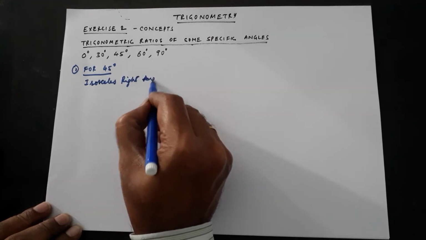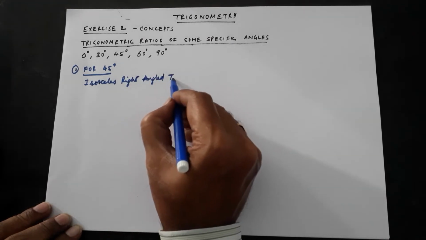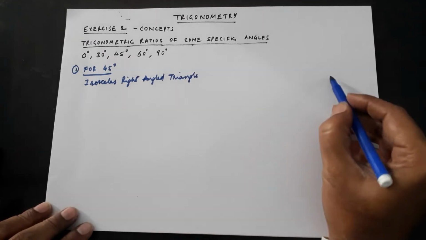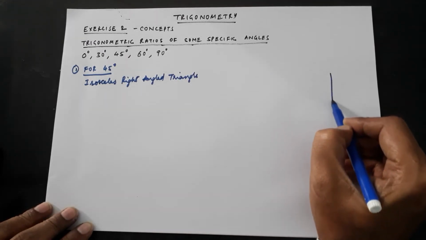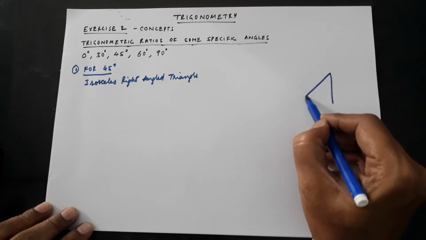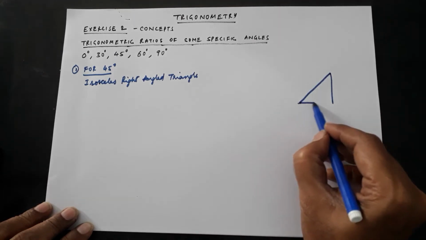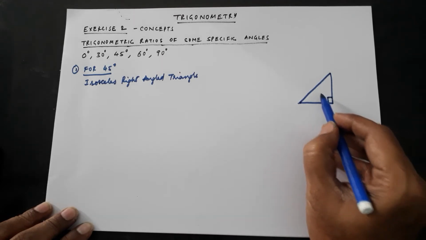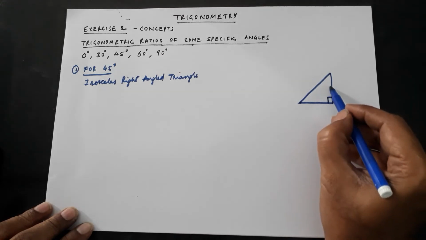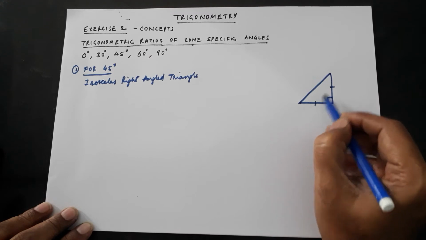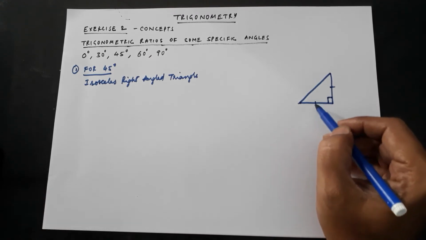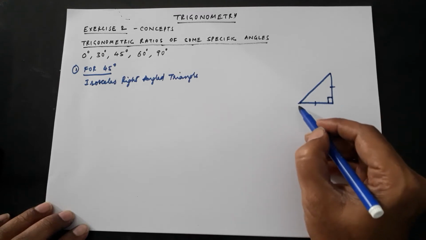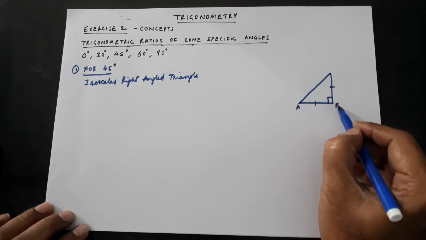Right angled triangle. Okay, so what is an isosceles right angle triangle? A triangle in which one angle is 90 degrees and two sides are equal. These two sides are equal. That means isosceles right angle triangle. So in this, let's label it as A, B, C.